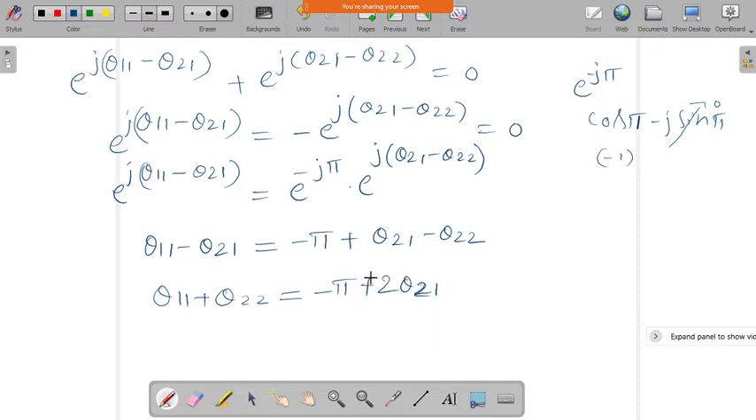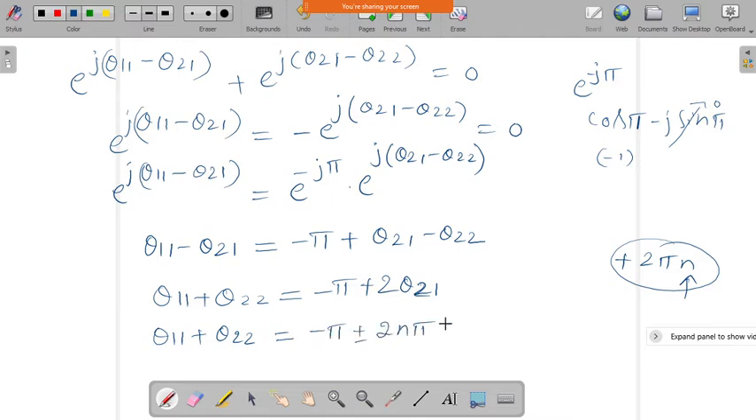So now we can add here. Since theta is always a multiple of 2 pi, for any integer n we can replace these angles by adding plus or minus 2 pi n. So theta 11 plus theta 22 is equal to minus pi plus or minus 2 n pi plus 2 theta 21.